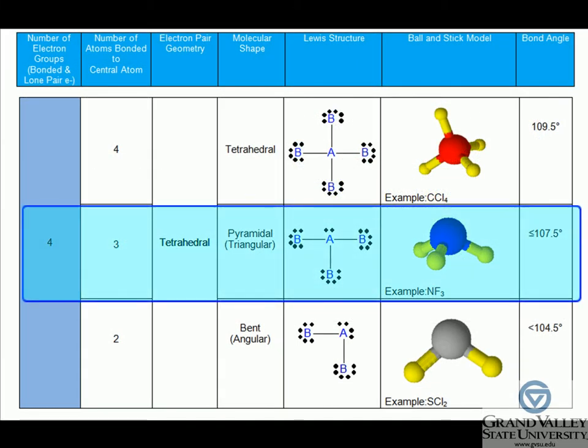In this molecule, there are 4 electron groups: 3 shared electron groups between nitrogen and fluorine, and 1 lone pair on nitrogen. Therefore, the electron pair geometry is tetrahedral. Since there are only 3 atoms bonded to nitrogen, the molecular shape is pyramidal. The lone pair on nitrogen exerts greater repulsion towards the other electron groups, which causes the bond angle between the fluorine atoms to be 107.5 degrees rather than 109.5 degrees.